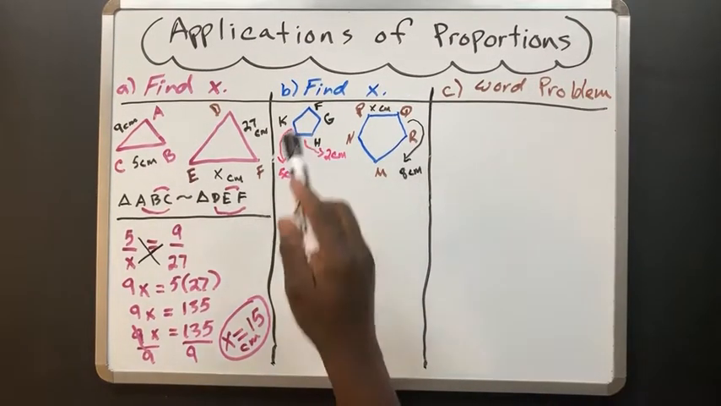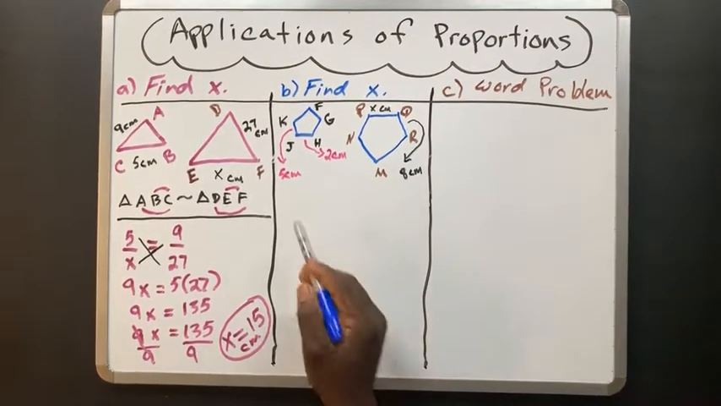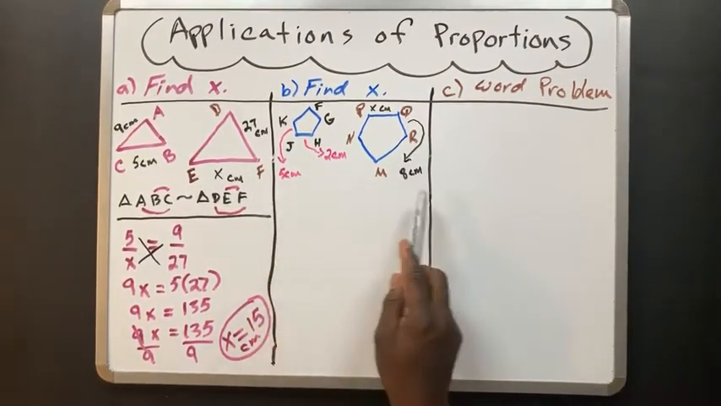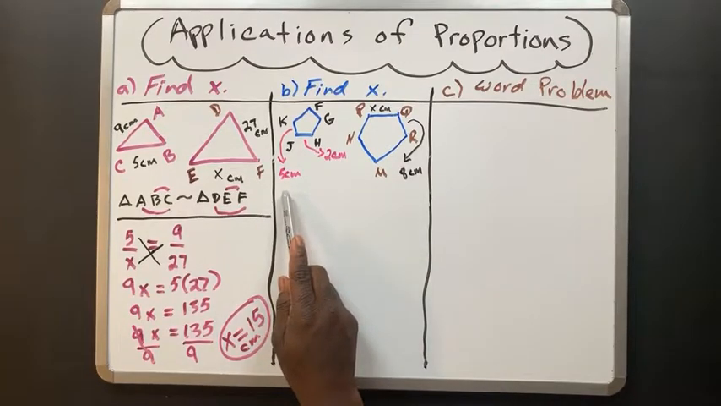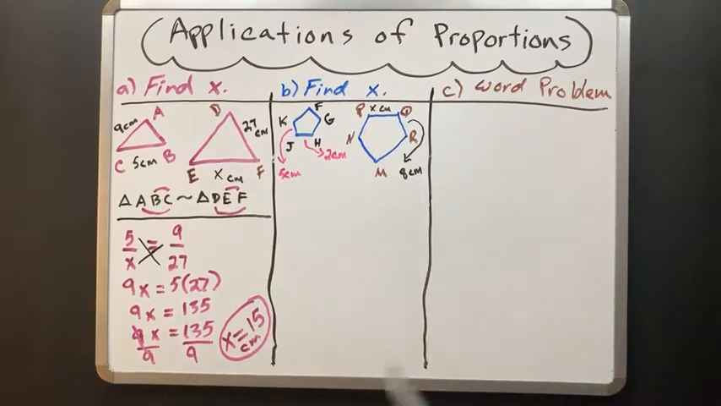And we need to label the parts over here as well. So let's get that labeled. Okay, so we have our side lengths given here. Here we have 5 centimeters and 2 centimeters, X centimeters and 8 centimeters.